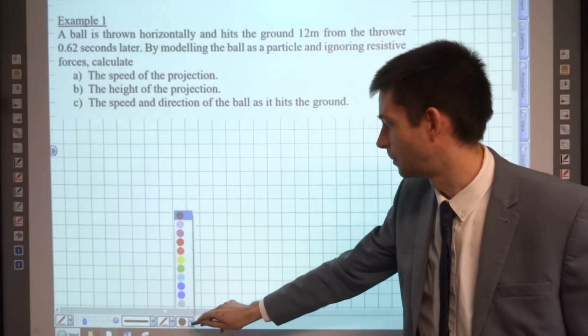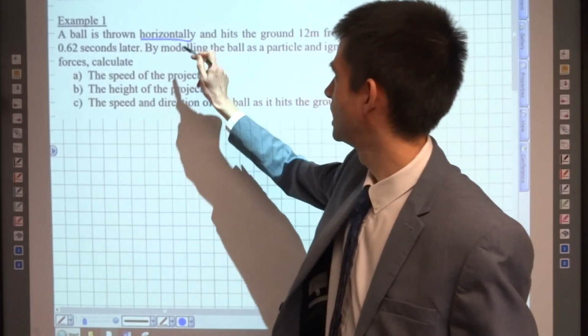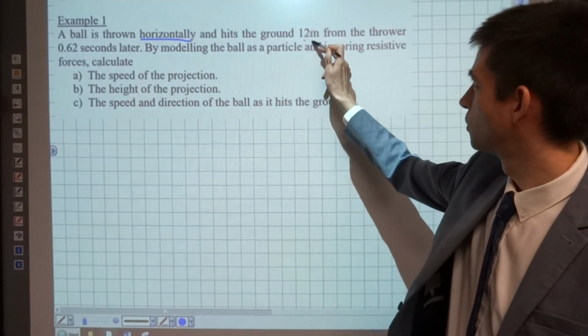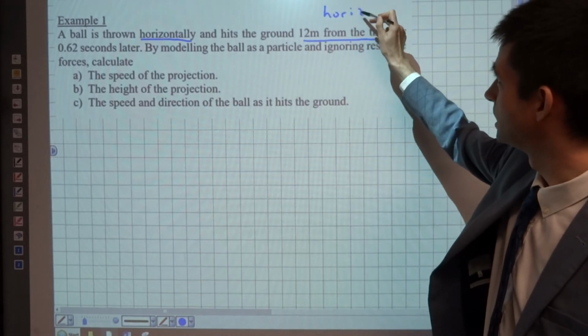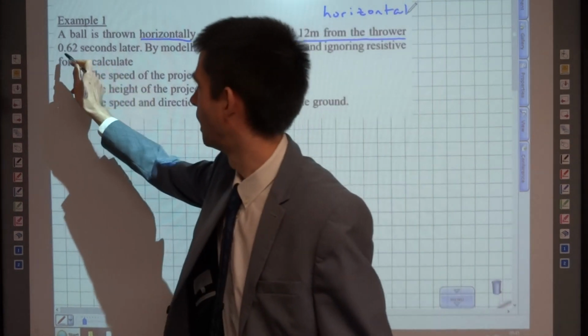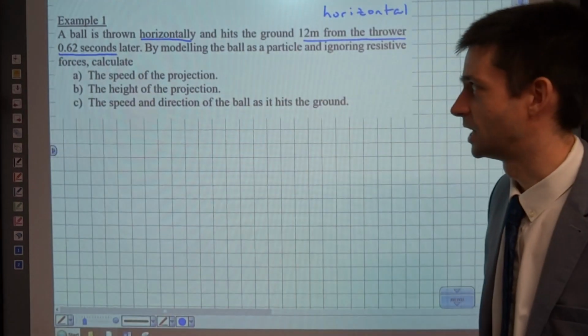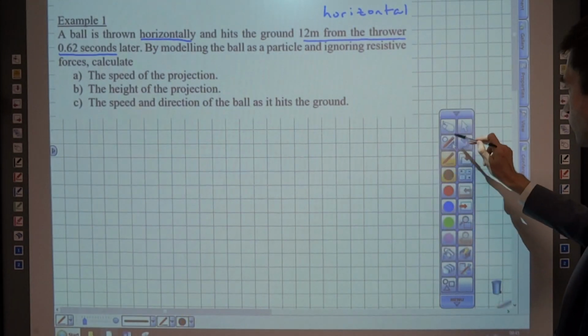So just to highlight a couple of key things to start off with. It's been projected horizontally. It travels 12 metres from the thrower. Now that is a horizontal distance from the thrower, 0.62 seconds later. So I'm just going to start with a diagram of what this would look like.